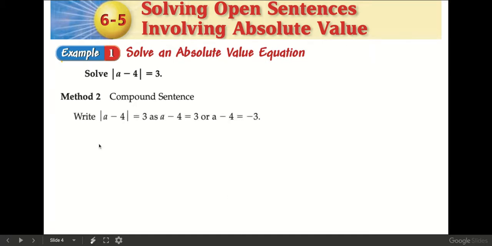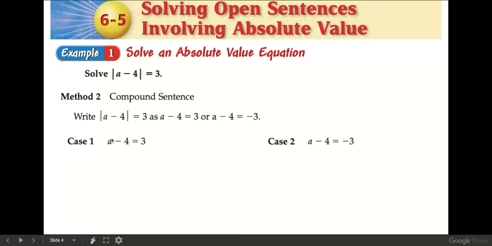Here I'm going to write the absolute value of a minus 4 equals 3. I'm going to write it as the inside, a minus 4, equaling the positive value, 3. And I'm also going to write a minus 4 equaling the negative value, negative 3, because the absolute value can be equal to the positive and the negative value of that, because both of those will have that same distance of 3. So a minus 4 equals 3, and a minus 4 equals negative 3. I can go ahead and solve those as well. These would be my two equations that I want to solve.